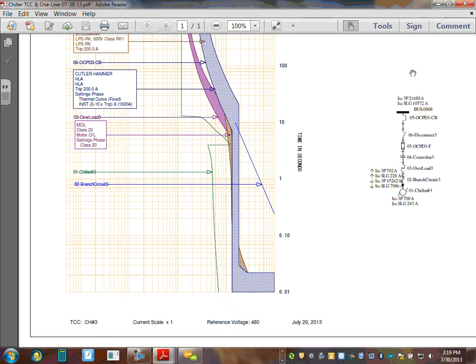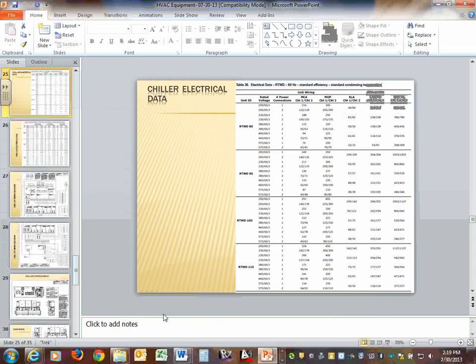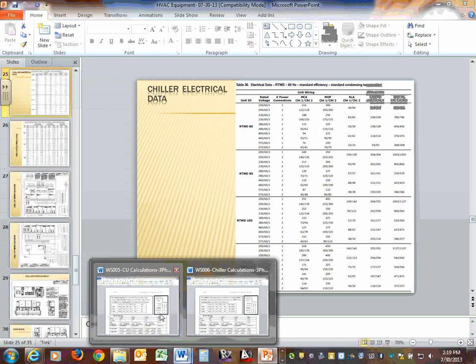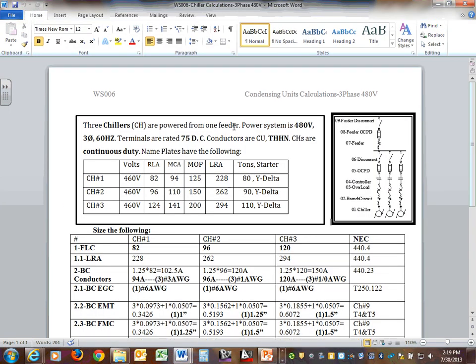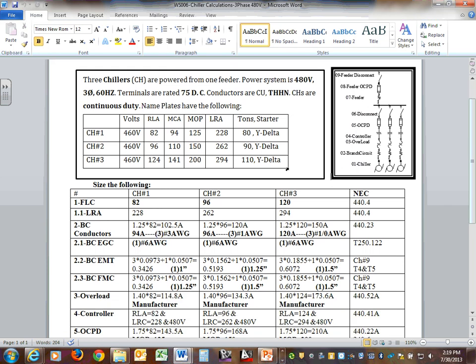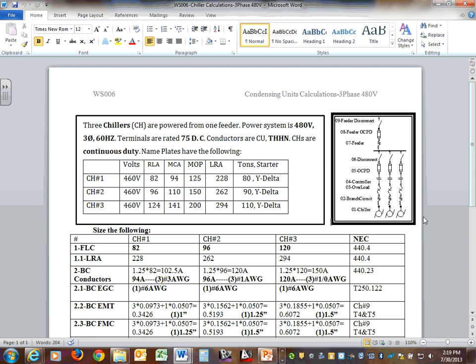So that's this one. Because of the time, I'm going to take you guys into my chiller sheets. What I did for these sheets, I thought I'd just put everything together. I have a system with three chillers, and I need to have the branch circuit, the overload, the controller, the overcurrent protection device, the disconnect, the feeder, the feeder overcurrent protection device, and a feeder disconnect, if any, and size all these based on the code book.